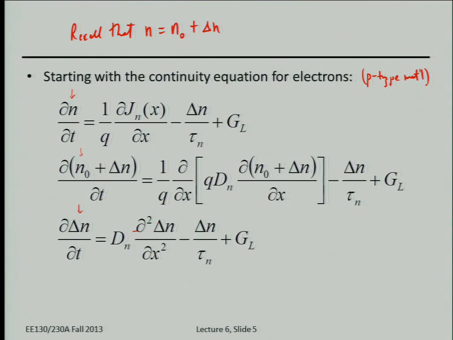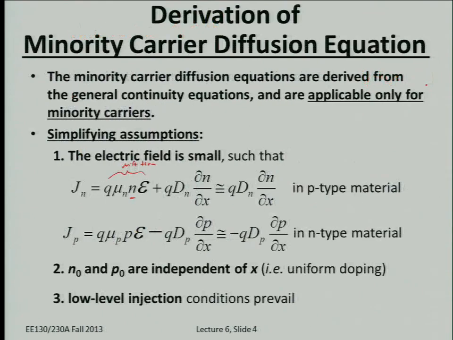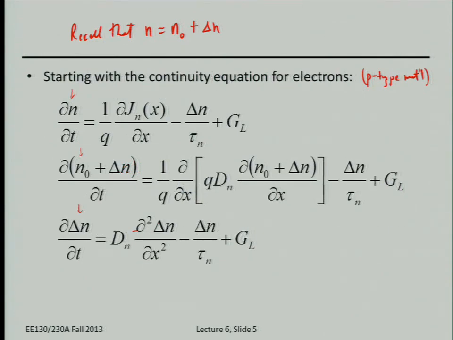Why did I have to make this simplifying assumption? Okay, look at this equation. Why did I have to make this simplifying assumption that essentially we have doping that's constant as a function of distance? Okay, looking at this equation.